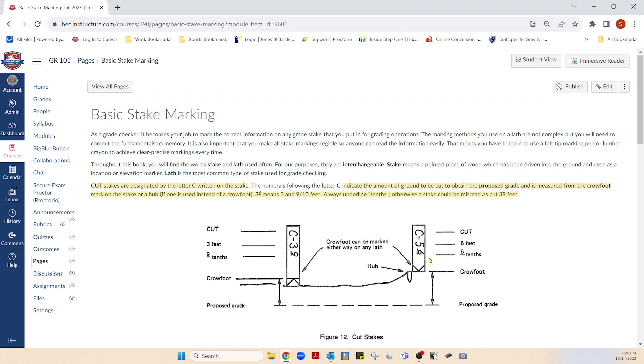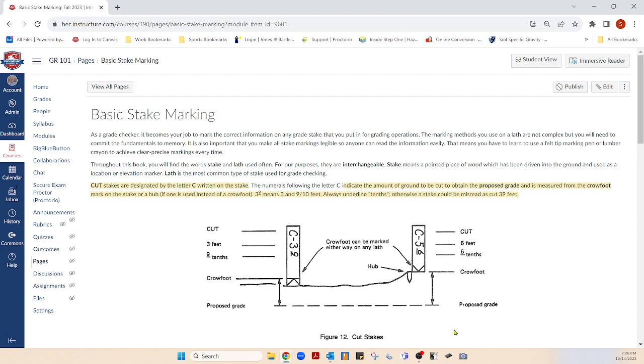Over here, look, this is the proposed grade. This stake has a cut from here down of 3.9, and then it's good. This one has a cut 5.6, and there's the hub in the ground right there. There's the crowfoot that you're measuring from. So this one has a cut of 5.6. The cut here is deeper than the cut here.